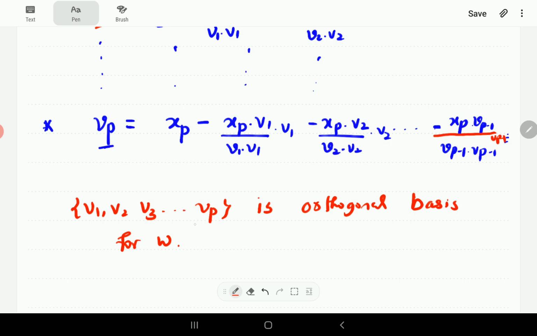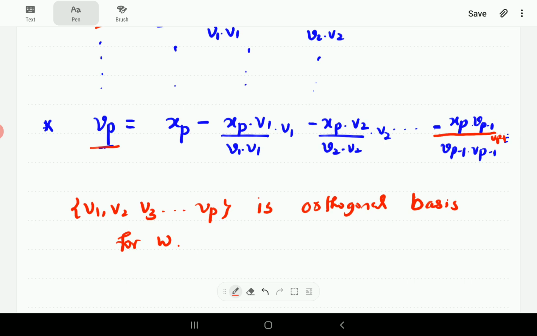Now this orthogonal basis we can convert into an orthonormal basis by dividing each vector by its norm. If we divide v1 by its norm, you will get an orthonormal vector. We can normalize them.